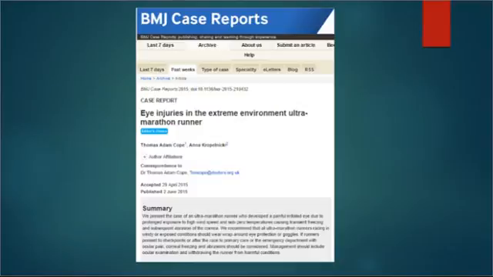Here's a British Medical Journal case report that is somewhat recent. This is looking at eye injuries in the extreme environment ultra marathon runner. And what this article is talking about is that this single case, an ultramarathon runner, which is not very common to do that activity, has many eye problems because of the extreme outdoors that the individual runs in. It might be very cold, which causes the tears to crystallize, which can scratch the eye.